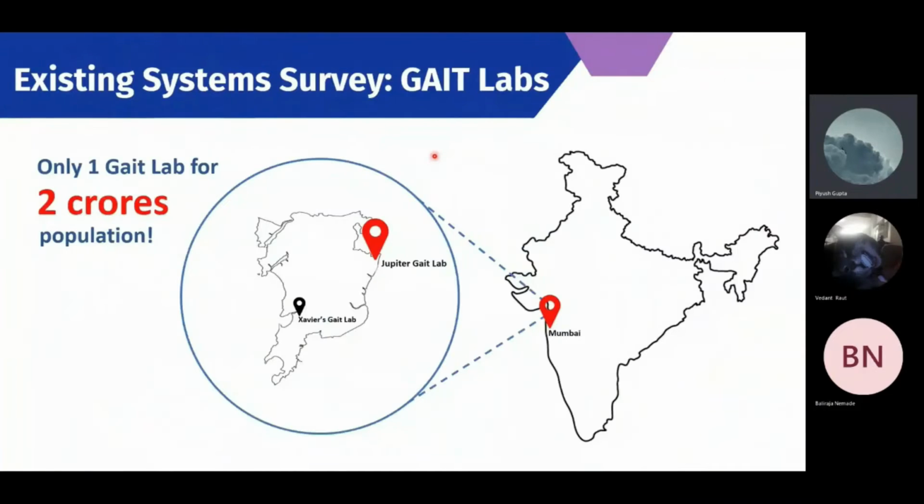Before we started our project, we did a few surveys across Mumbai, and we got to know that there is only one functional gait lab, which is in Jupiter Hospital, Mumbai. So Mumbai, a metropolitan city, has only one gait lab, which creates a huge burden on the lab.